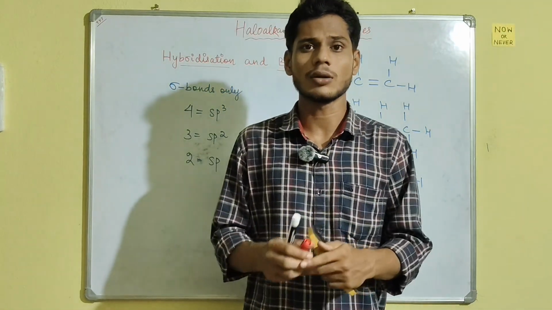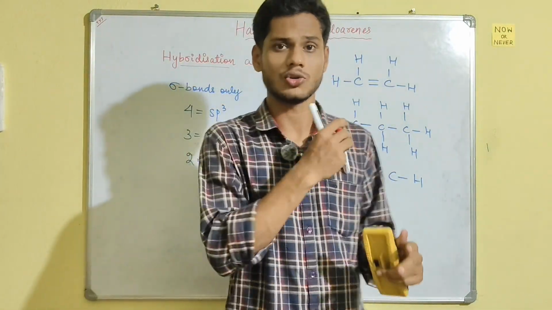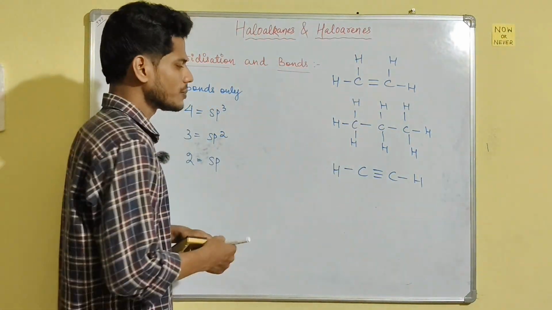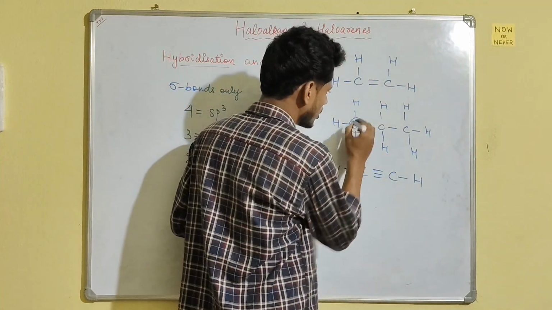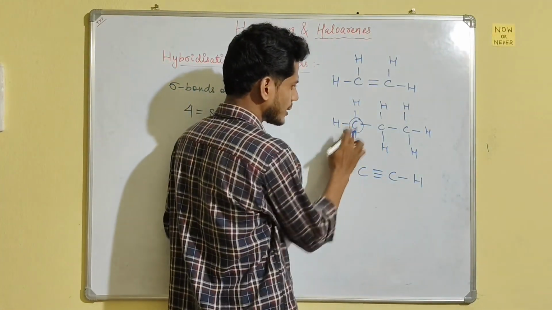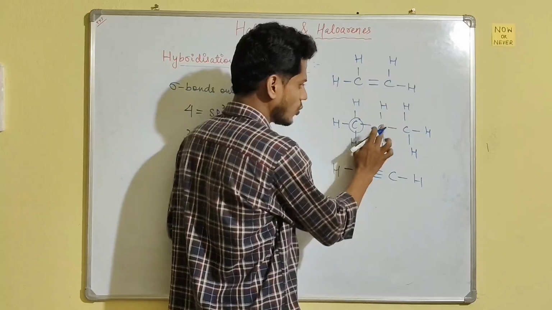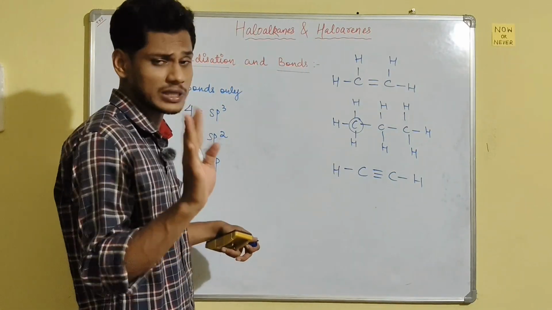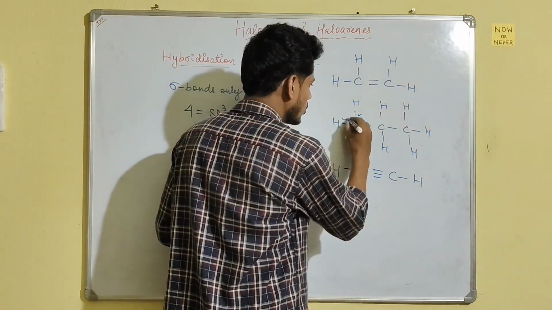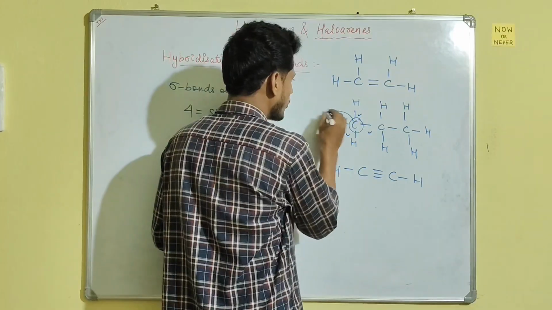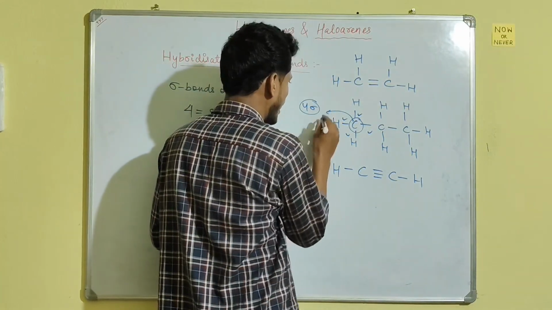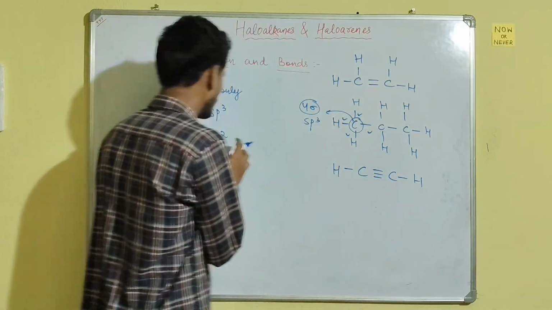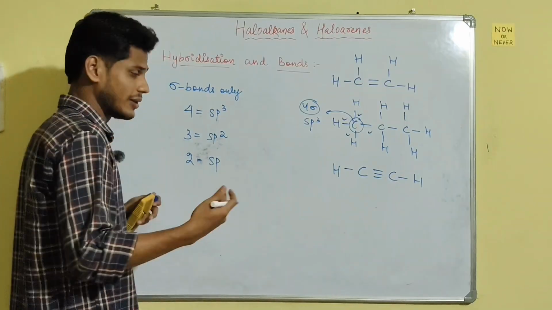Now we'll discuss hybridization and bonds. Look at this molecule. If you look at this carbon atom, it is attached with 3 hydrogen and 1 carbon. So it forms 4 sigma bonds, 1, 2, 3, 4. So this carbon forms 4 sigma bonds. Hence the hybridization will be sp3, which we have studied in 11th class.